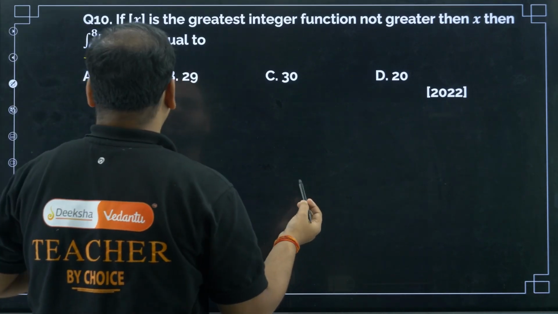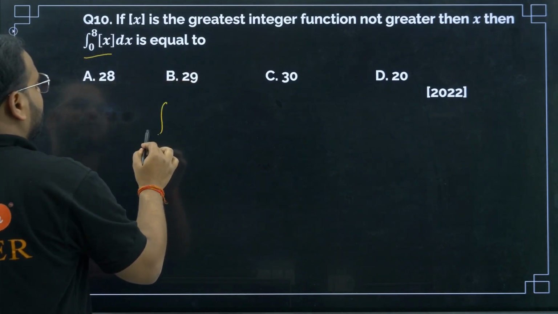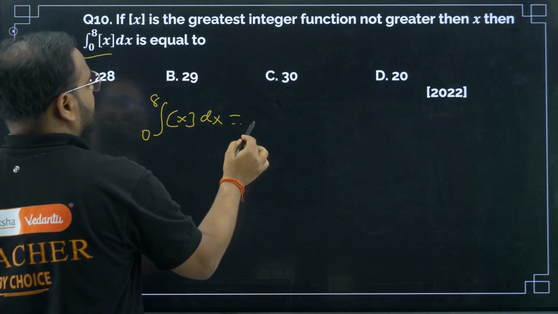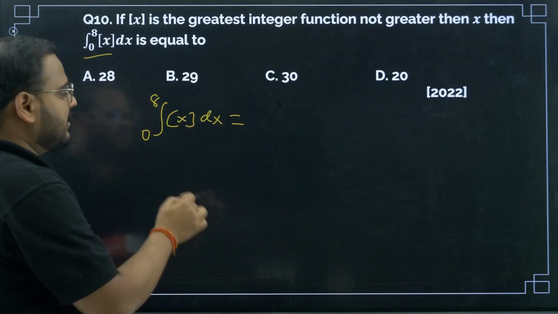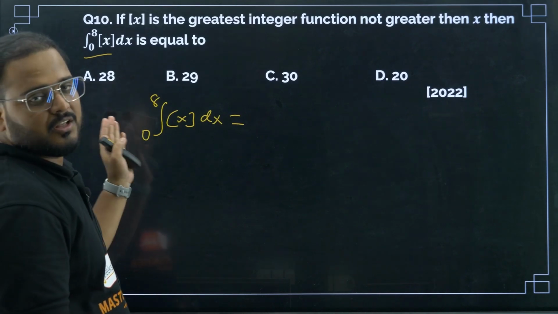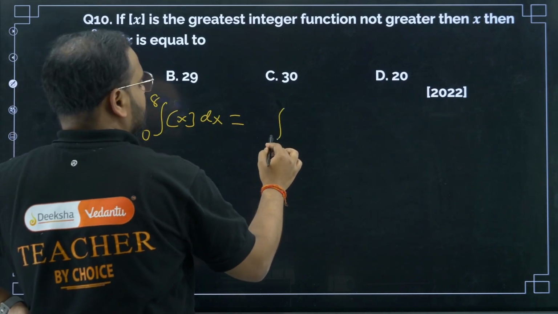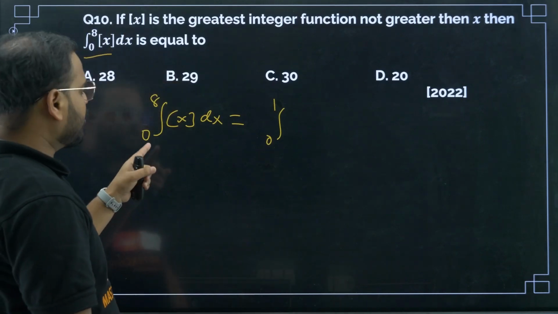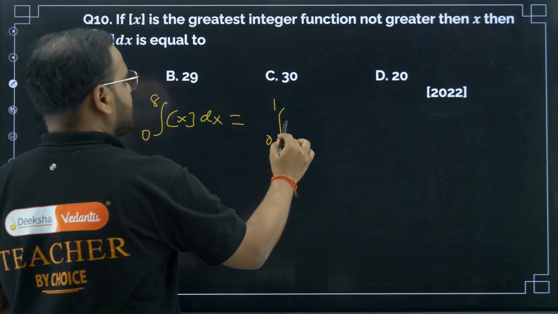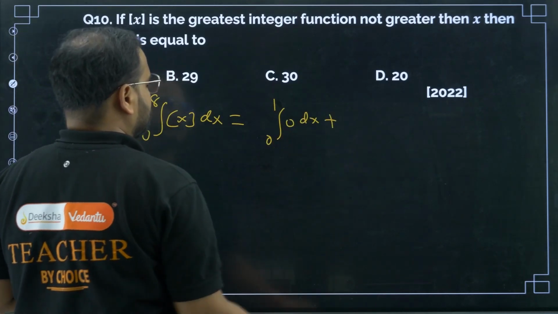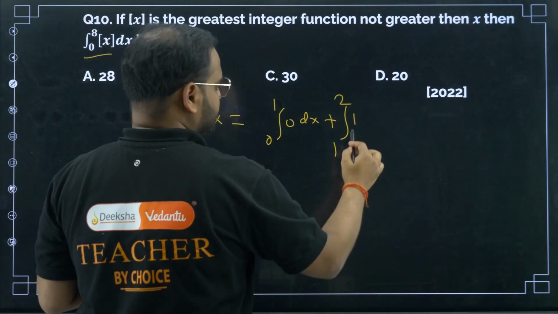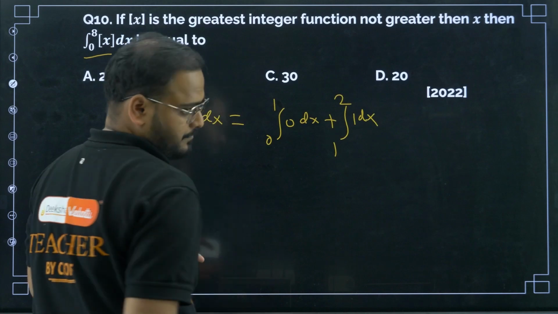Okay, let's do it. So if I do it like this, integral from 0 to 8, they are asking us to do this. How will I break it? We know that there's a break, no? It's not a continuous function. Then you have to break it. How? From where to where? First of all, 0 to 1. In 0 to 1, greatest integer gives you 0, sir. So 0 dx. Plus, next will be 1 to 2. It will become 1 dx, sir.